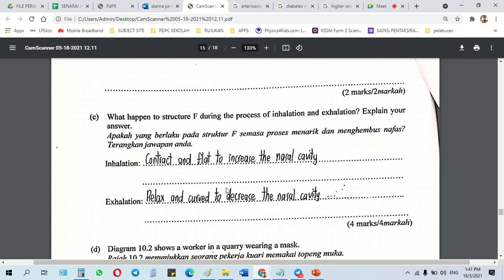So kalau ni markah dia contract and flat. Yang ni increase the thoracic ni tadi second point. Okay, contract and flat ataupun contract and move downward, itu adalah first mark. Sama juga dengan ni, relax and curve upward. Okay, 1 mark. And then decrease the volume of thoracic cavity, 1 mark. So that awak akan dapat 4 mark. Ni saya bagi 1 mark, 2 mark sahaja.